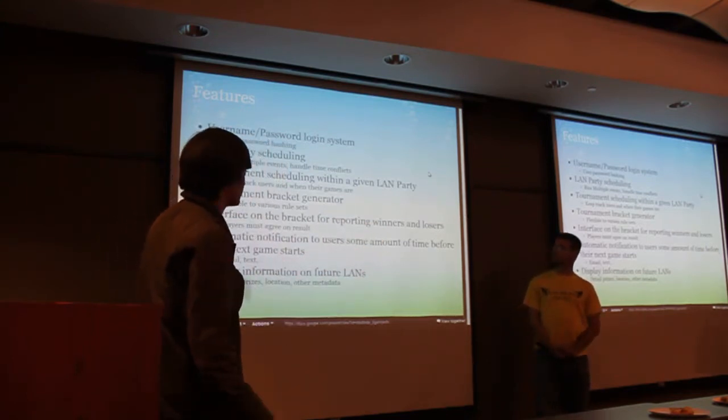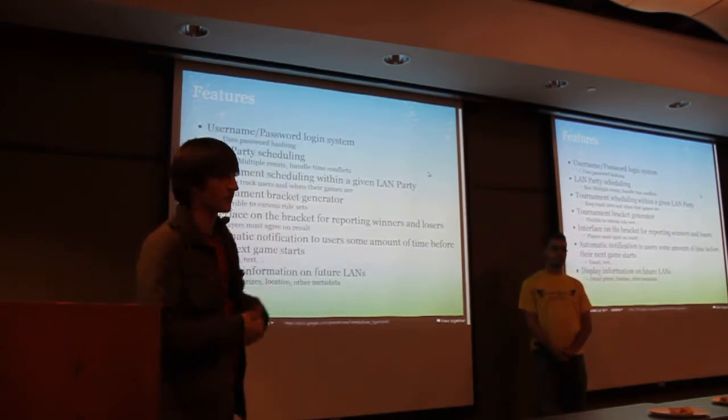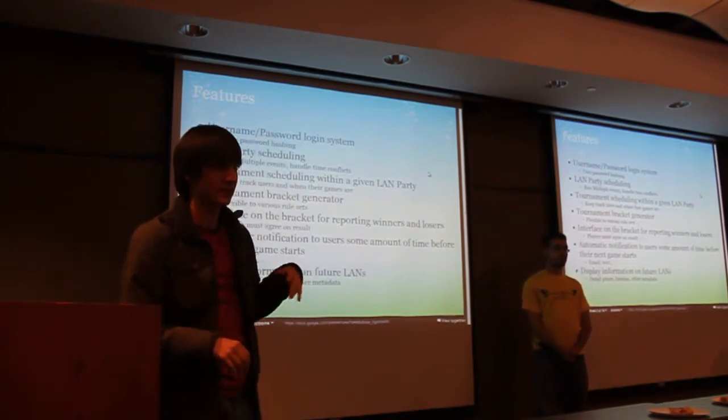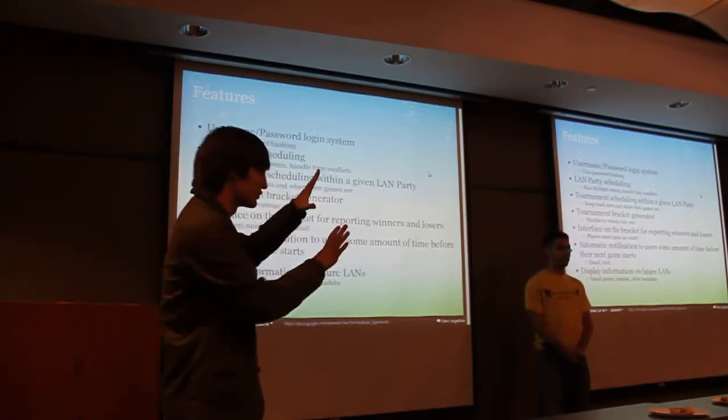The bracket generator is just a visualization. You put in the number of players and the rule set: is it double elimination, is it round robin, how many players per team, that kind of thing, and then it'll build out the bracket, and that way it's all visual.